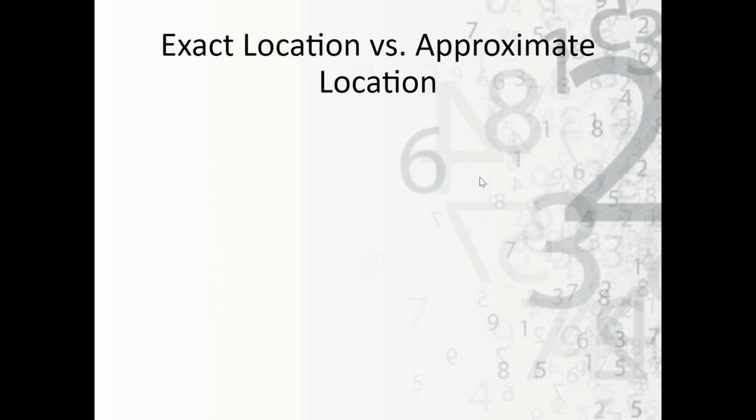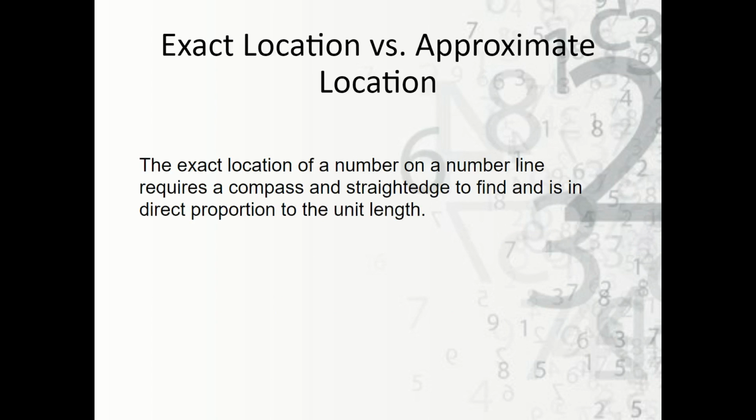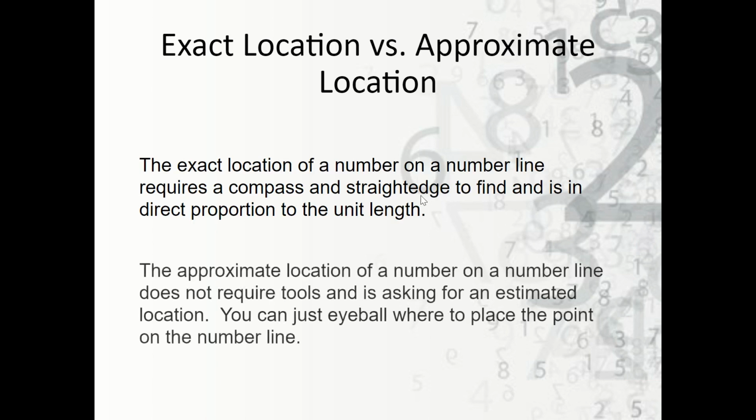Now, let's talk about location. So the difference between exact location and approximate location. The exact location of a number on a number line requires a compass and straight edge to find and is in direct proportion to the unit length. So we know exactly where it is. Approximate location on a number line does not require tools and is an estimation.